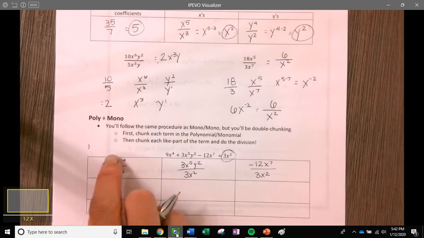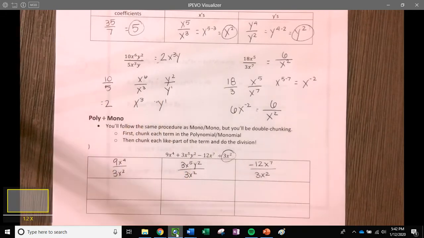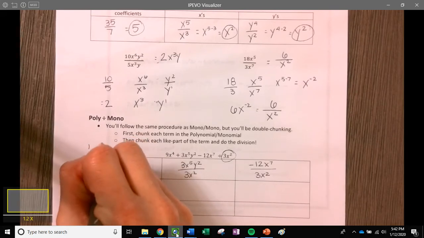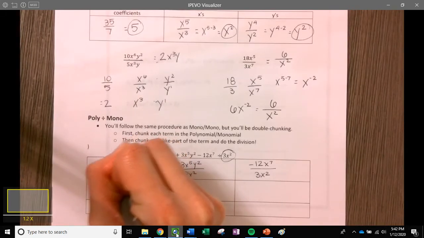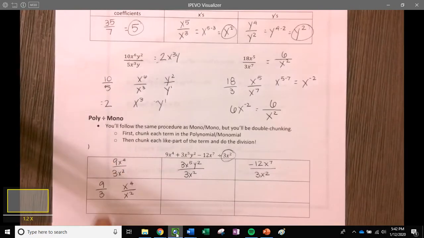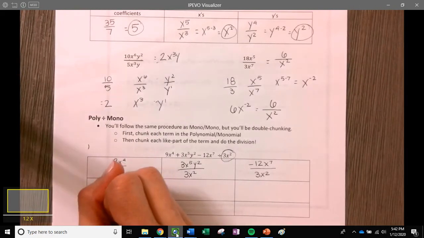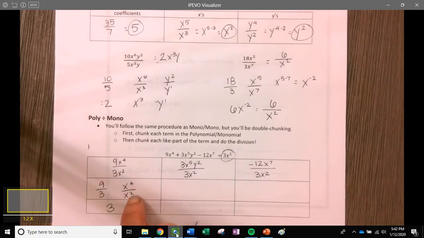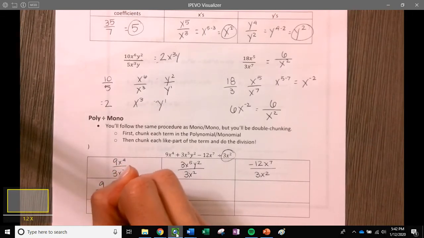Okay, and now we can go through and chunk our parts just like we did when we only had monomials to worry about. So I'll have 9 divided by 3, and I'll have x to the fourth divided by x squared. What's 9 divided by 3? We know that one, right? 3. And x to the fourth divided by x squared, that's nothing more than 4 minus 2, gives me x squared.